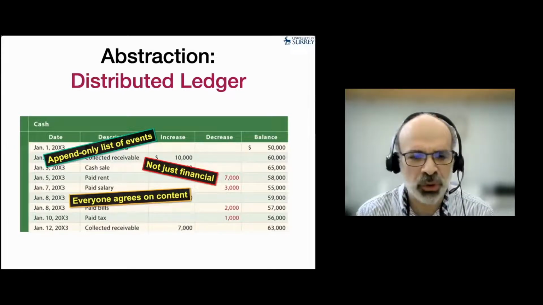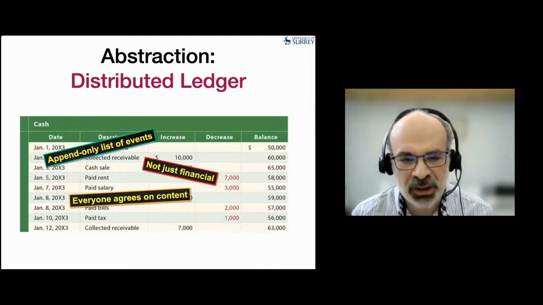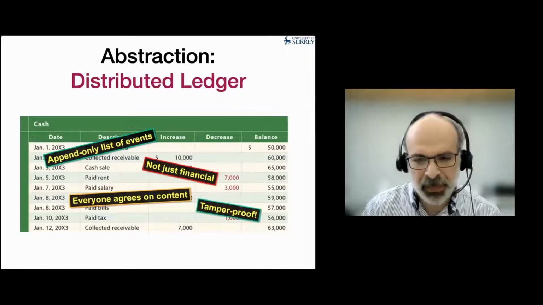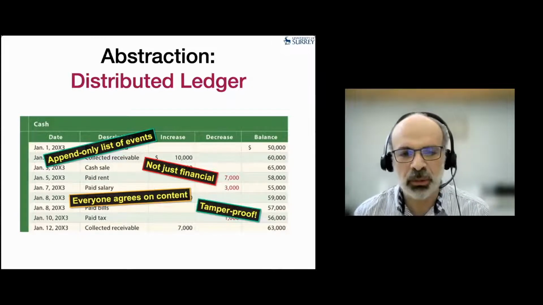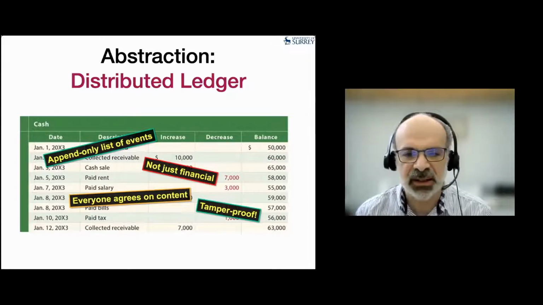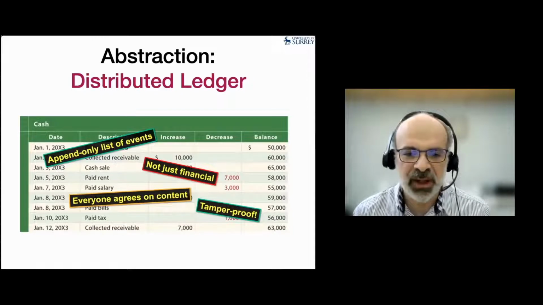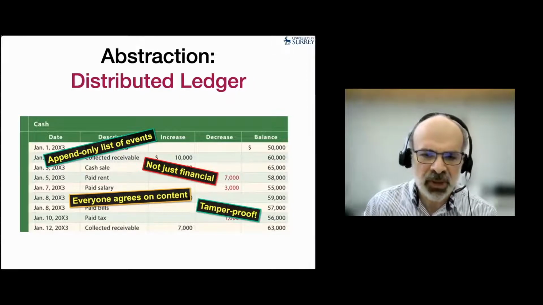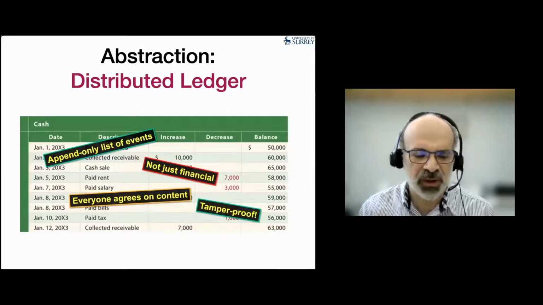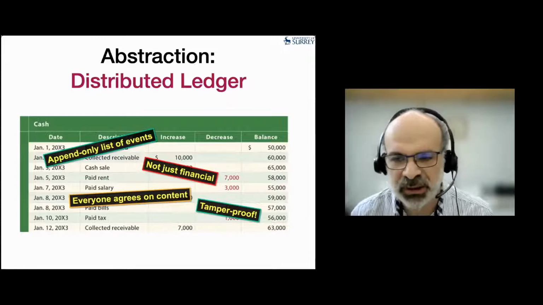And the important thing, which is going to be our focus in this talk, is that everyone has to agree on the content of the ledger. And the ledger must be tamper-proof. That means that not all parties are necessarily honest, and we need to have some protection in place to prevent dishonest parties from disrupting the ledger. So, for example, going back in time and messing with some of the events that have been recorded.